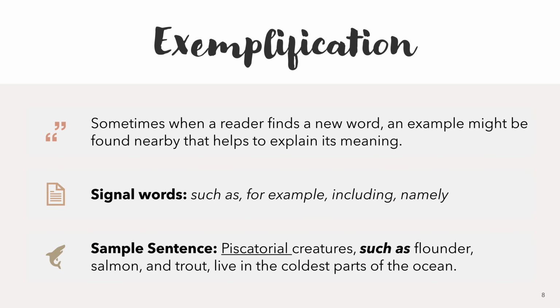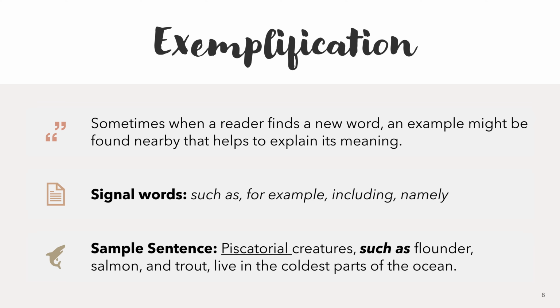Exemplification. Sometimes when a reader finds a new word, an example might be found nearby that helps to explain its meaning. These are the signal words, such as, for example, including, and namely. Now, let's read the example sentence. Piscatorial creatures such as flounder, salmon, and trout live in the coldest parts of the ocean. To give you the meaning of the word piscatorial, we have here some examples, like flounder, salmon, and trout.